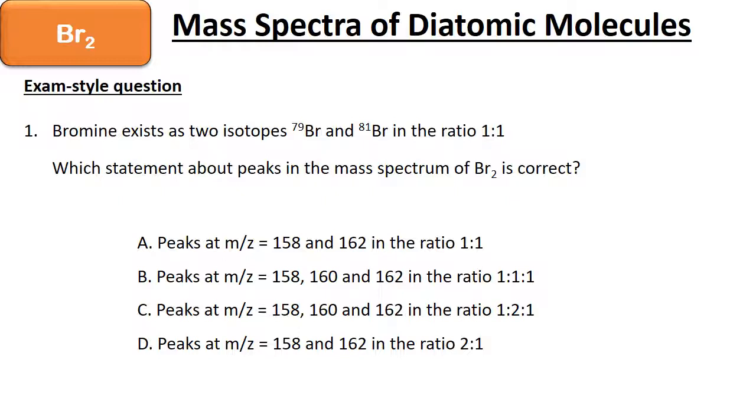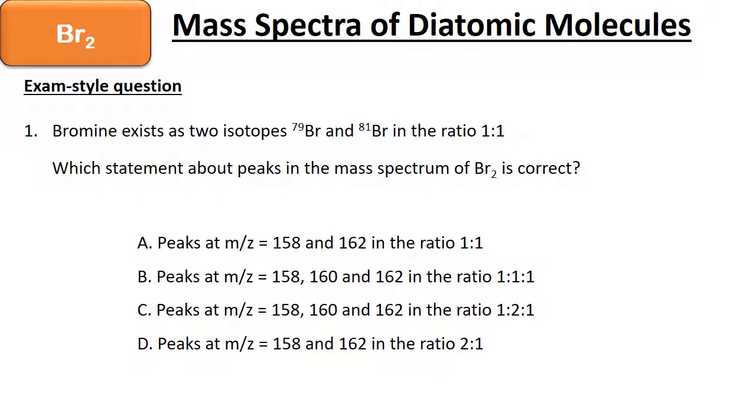Just to finish off then, here's an exam style question. Bromine exists as two isotopes, bromine 79 and bromine 81, in the ratio 1 to 1. Which statement about the peaks in the mass spectrum of bromine is correct? Now for A, unfortunately, if you actually work out the peaks you're going to get for the molecular ion, we have 160 missing, which is a combination of bromine 79 and 81. So it can't be A.